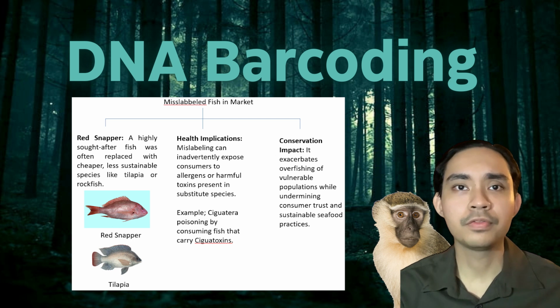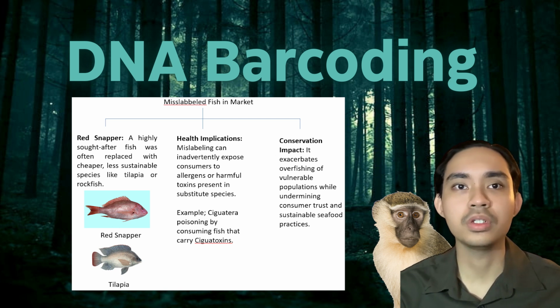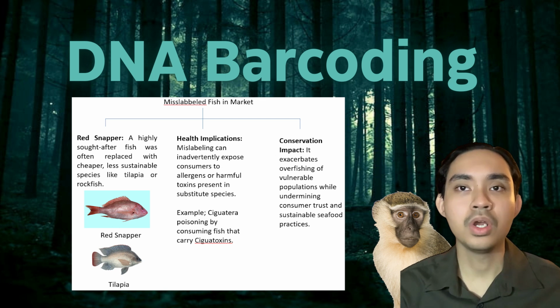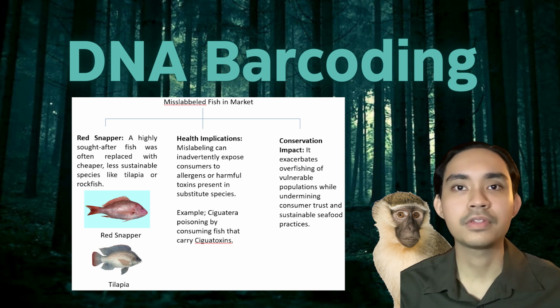For mislabeled fish in markets, a notable application of DNA barcoding is in detecting mislabeled fish species in markets and restaurants. In a study conducted by Oceana, DNA barcoding was used to examine fish sold in the US market, revealing that approximately one-third of the samples were mislabeled. For example, red snapper, a highly sought-after fish, was often replaced with cheaper, less sustainable species like tilapia and rockfish.